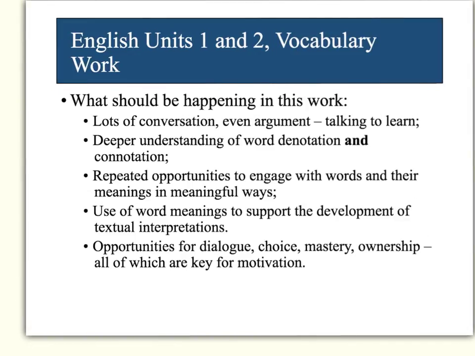So what should be happening throughout this vocabulary work in both English units? First of all, there should be lots of conversation, even argument. Here, students are talking to learn and they're having meaningful interactions around words and their meanings. We should also see a deeper understanding of word denotation and connotation. Of course, we expect students to be learning new words and what they mean, but we also expect them to be relating that meaning that they're learning to the text, and that's the connotation, so that they are thinking about what does that word mean in the context of the central text that we're reading.